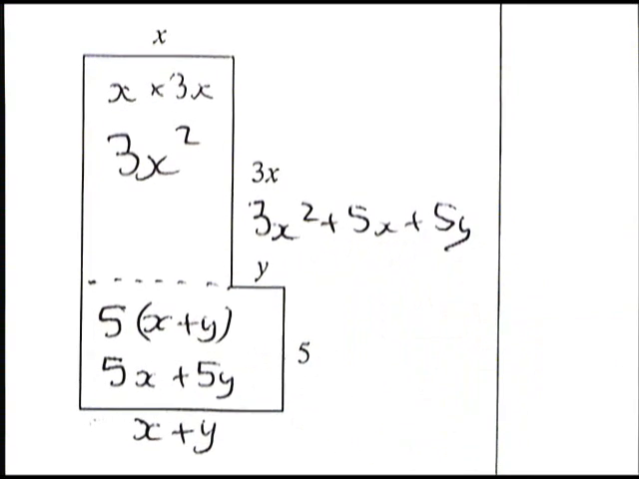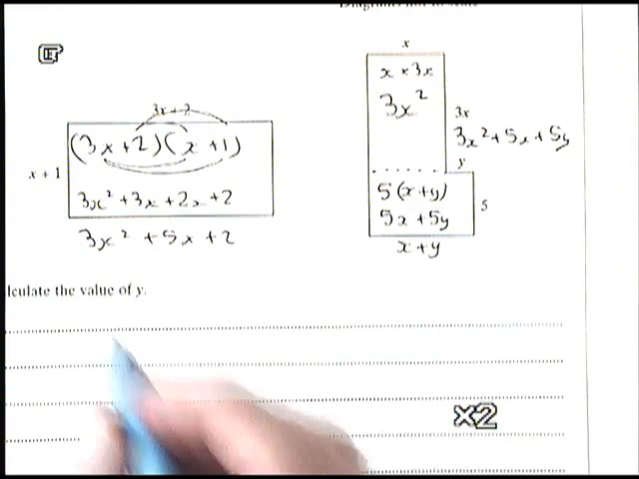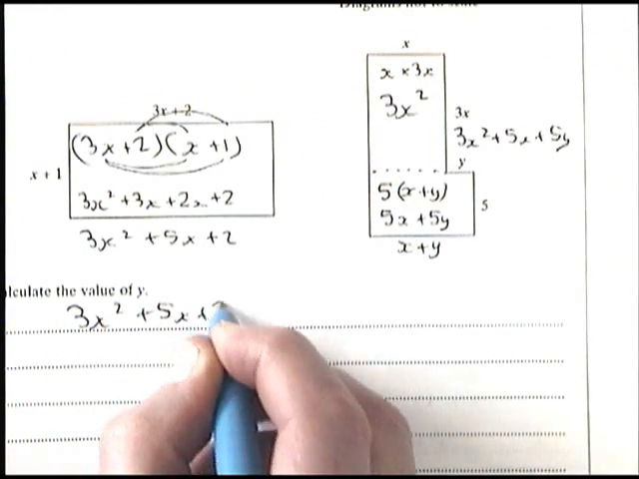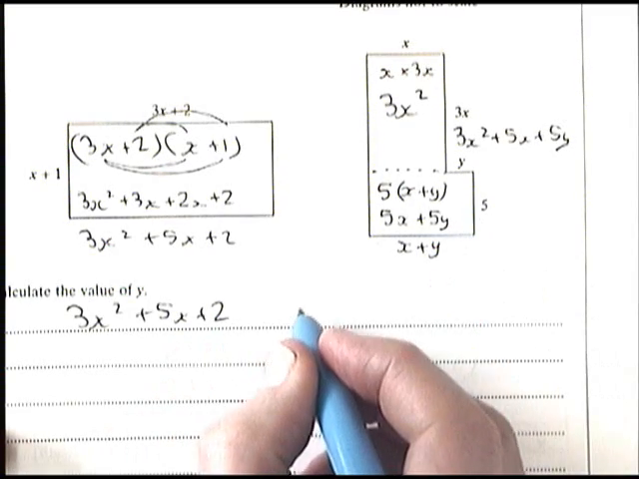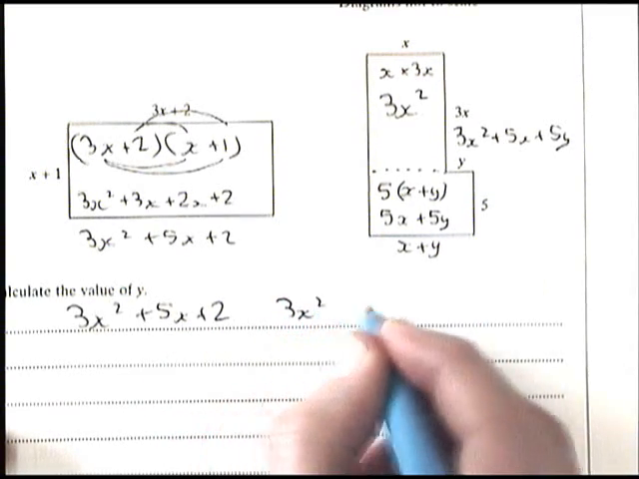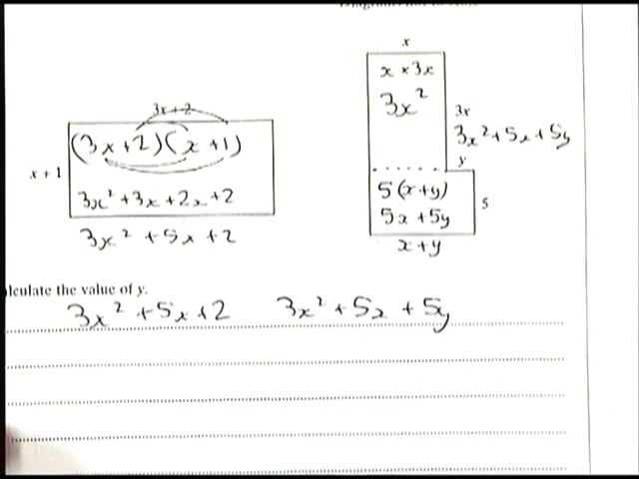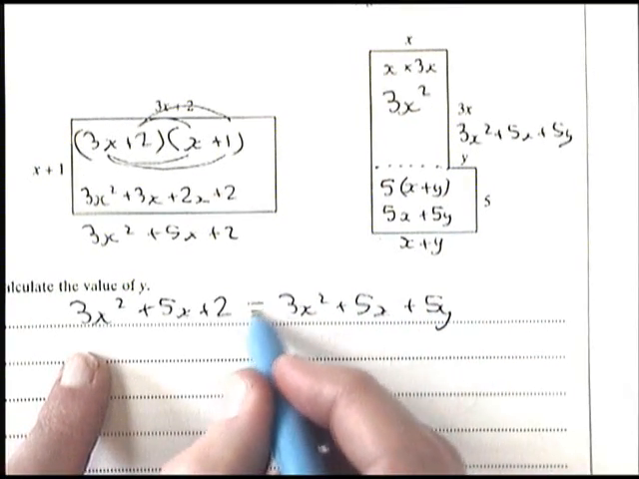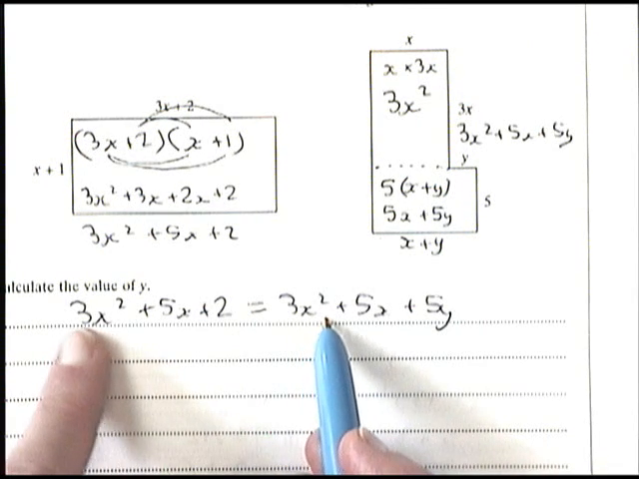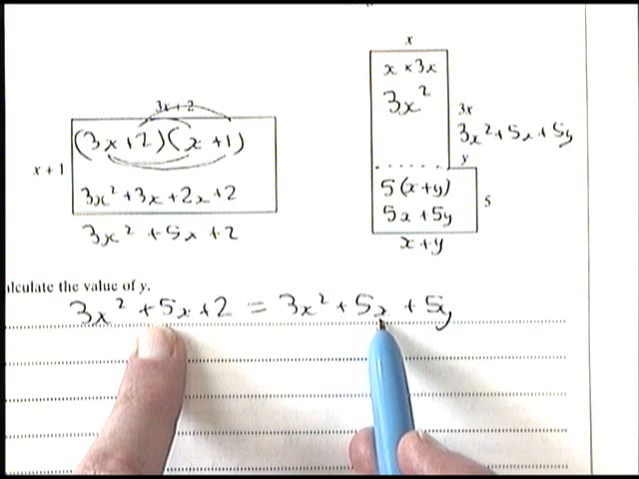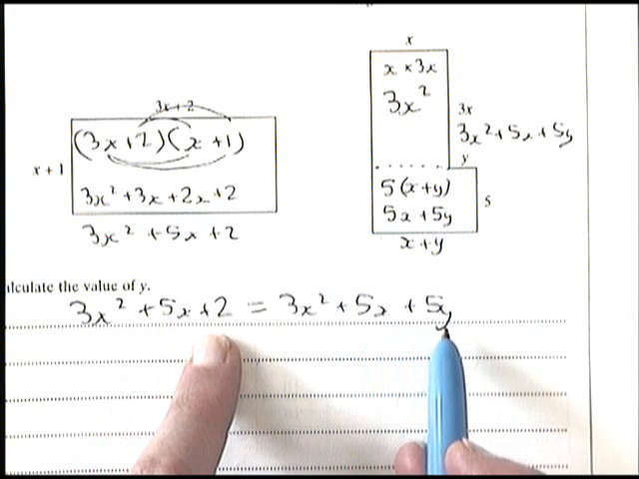And we're told the two shapes have the same area. So let's go back and look at them together. The shape on the left had an area of 3x squared plus 5x plus 2. The shape on the right had an area of 3x squared plus 5x plus 5y. Now if you look at them, we know they're equal. 3x squared, that's in both of them. 5x, that's in both of them. They're equal so far. Here I've got a plus 2 and a 5y.